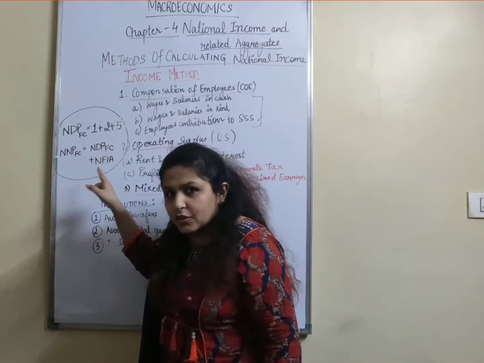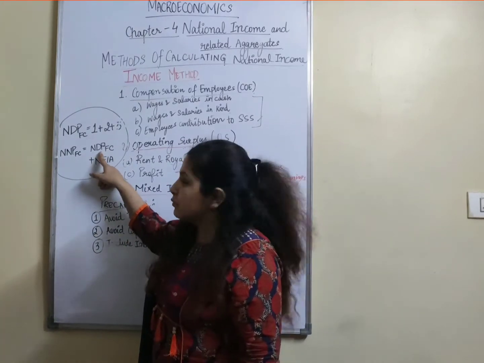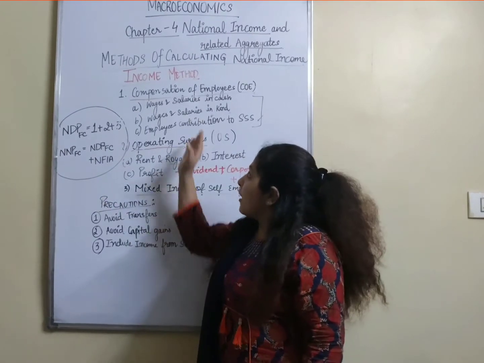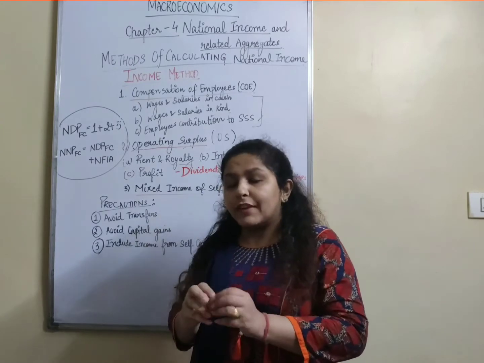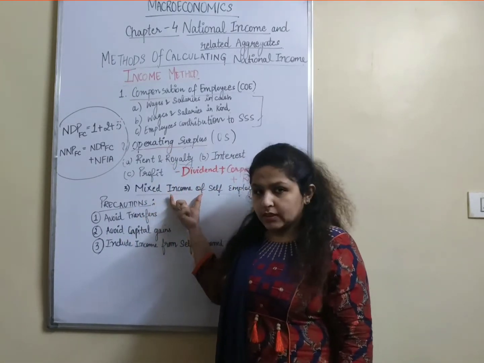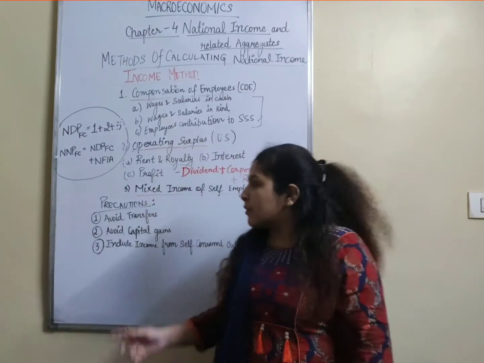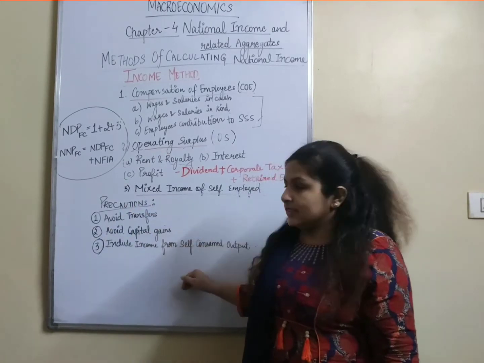So we add up, you all know the basics, we add up NFIA in domestic income to get national income. So after the formula, let us know the precautions. There are many precautions that we need to take before solving through income method. What all things we need to exclude from income method? So from income method, we need to exclude the following items.